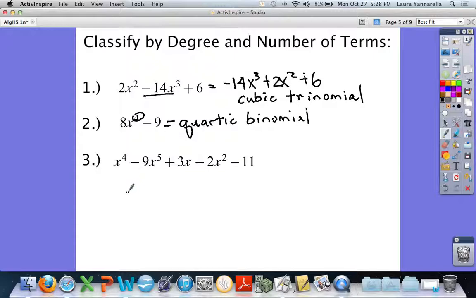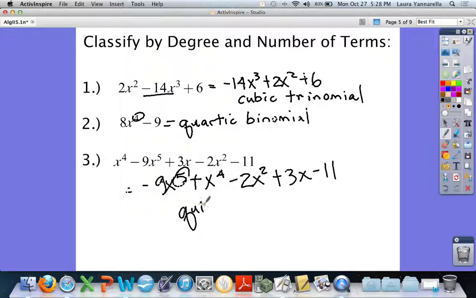And this last one I'm going to rewrite as negative 9x to the 5th plus x to the 4th minus 2x squared plus 3x minus 11. Obviously, there is a fifth power, so that's a quintic. And if I were to count the terms, I would count 1, 2, 3, 4, 5. So it's a quintic polynomial of 5 terms.